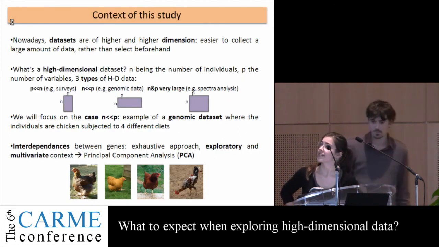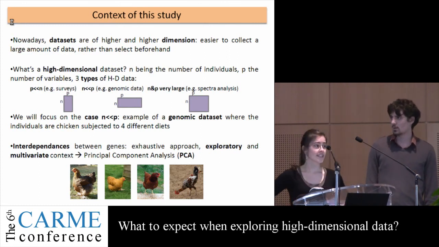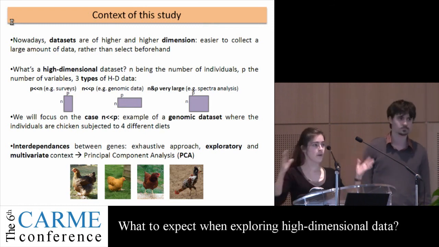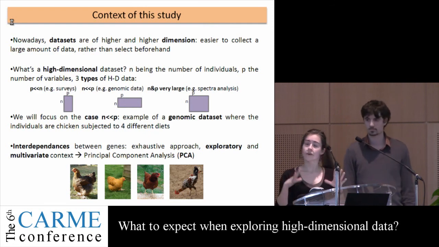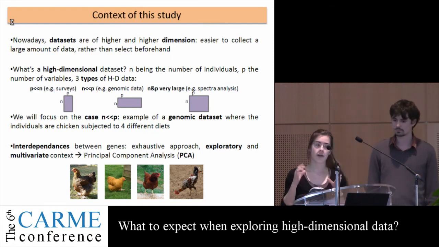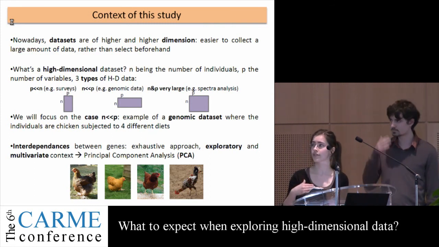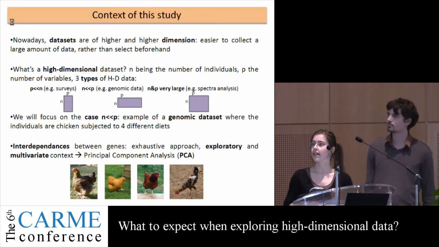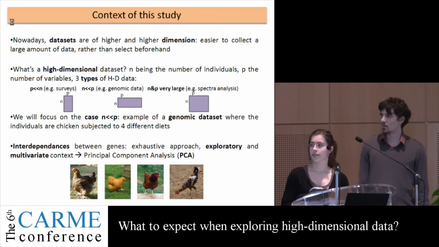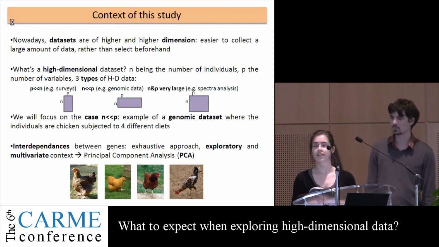So, what about the context of this study? Nowadays, data are of higher and higher dimension, because it's easier to collect a large amount of data rather than select beforehand. We will focus on a case where the number of individuals n is very small in comparison to the number of variables p, and we will take the example of a genomic dataset. Due to interdependencies between genes, we want an exhaustive approach, and that's why we chose principal component analysis.